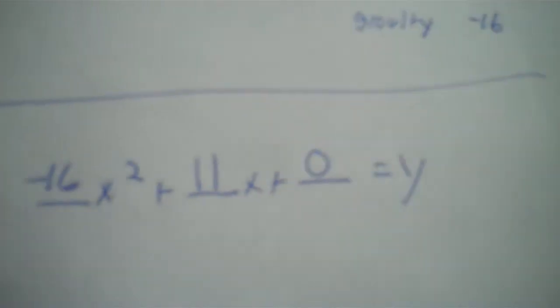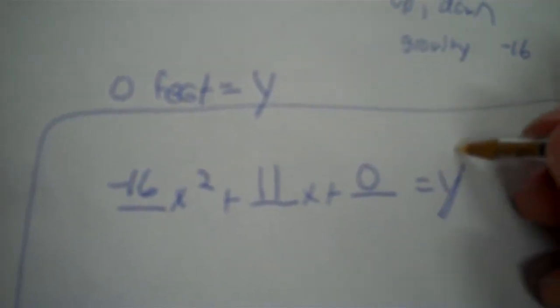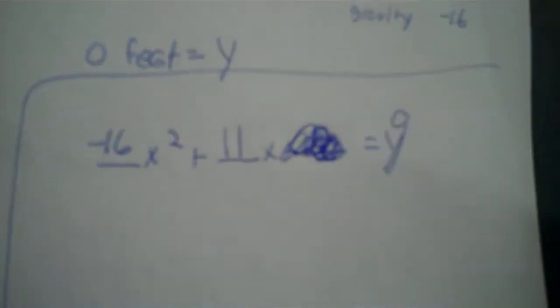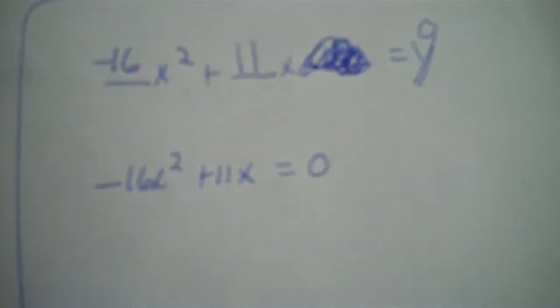Okay, so negative 16 is your x to the second, 11 is your x, and then 0 feet occupies your constant space. Feet equals y, so 0 occupies your y. Then you have negative 16x to the second plus 11x equals 0. Just write it so it looks nicer.